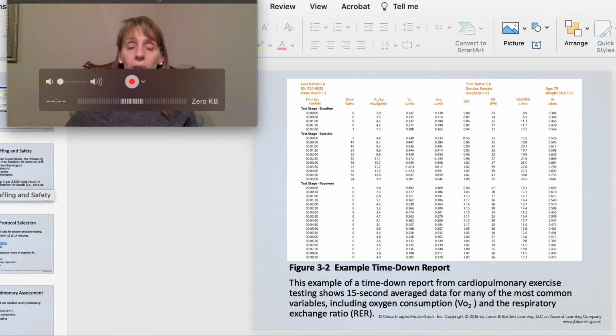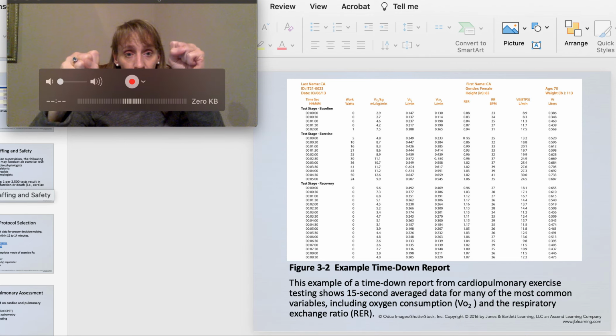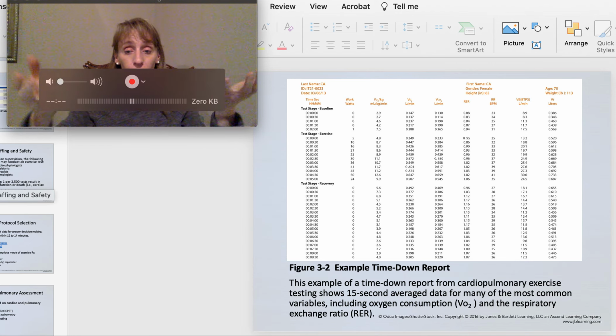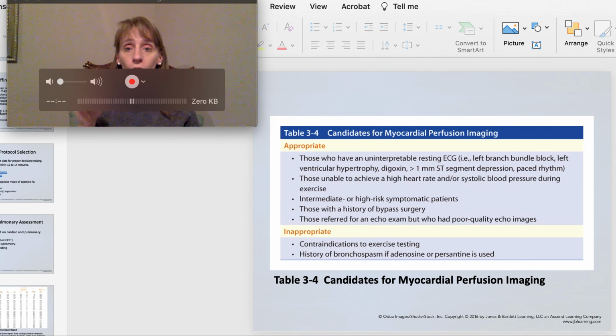So I'm not going to go into a lot of detail on the CPX because we are not going to do the CPX in this class. We're just focusing right now on the stress test. That would be the next level of test to do. But I want you to know you take all your VO2 max data, you take all your EKG data, and you put it together, and that's what we get from the CPX test.